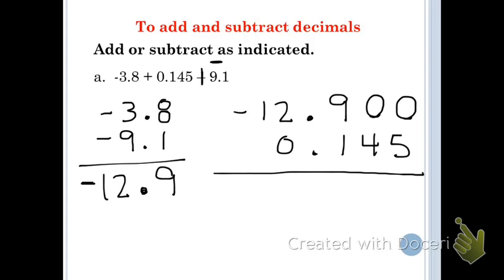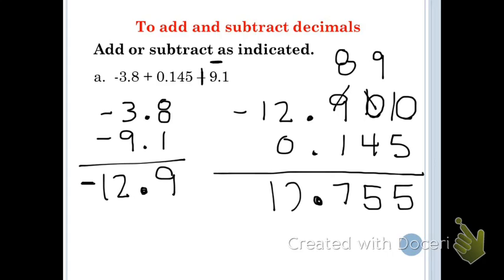You can't take 5 away from 0, so we're needing to regroup from the 9. 10 take away 5 is 5. 9 take away 4 is 5. 8 take away 1 is 7. My decimal comes straight down. And my answer is negative, since the absolute value of negative 12 is obviously greater than 0.